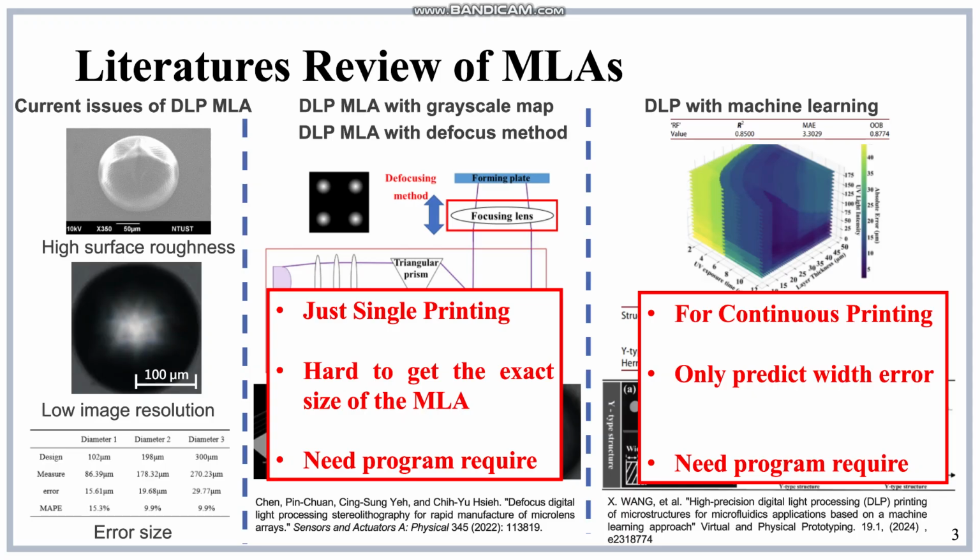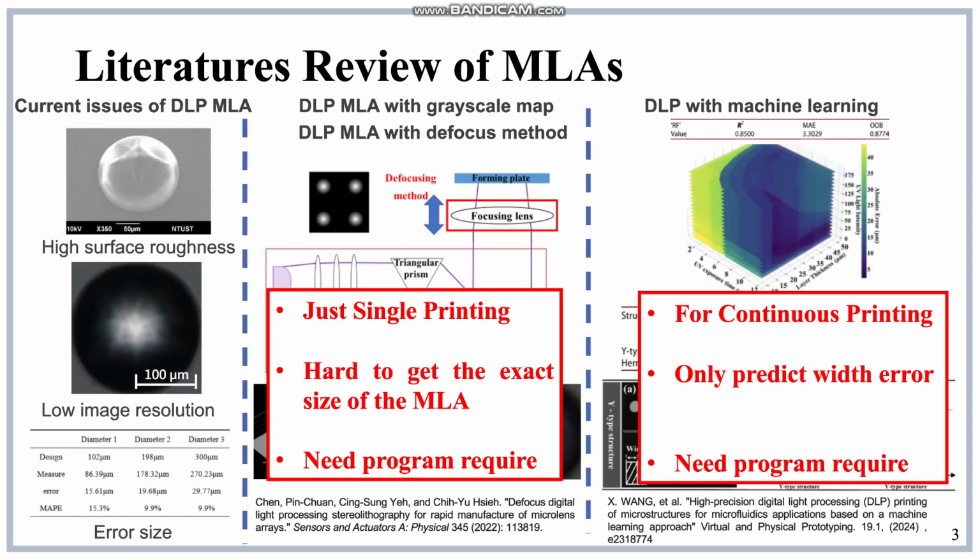Earlier studies introduced two main approaches. Firstly, defocused DLP, which shifts the focal plane to create smoother curved lens surfaces. Secondly, grayscale maps, which modulate the pixel intensity to control lens shape. Both methods improve MLA fabrication but encounter some problems. For instance, grayscale maps are limited by projector resolution, and defocused DLP can be inconsistent.